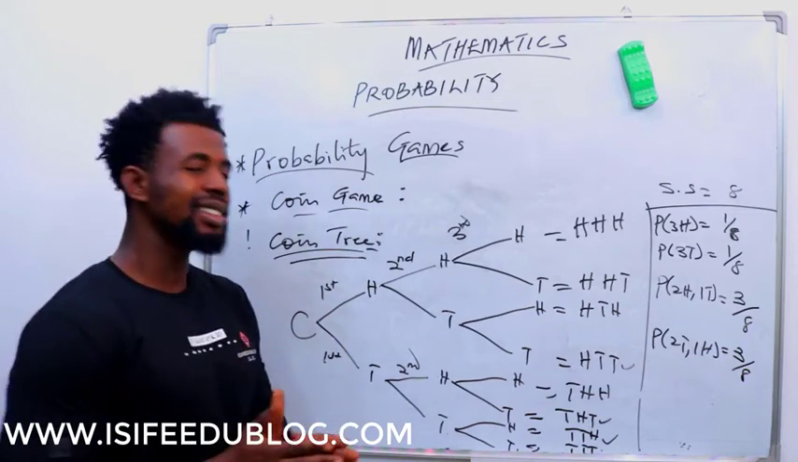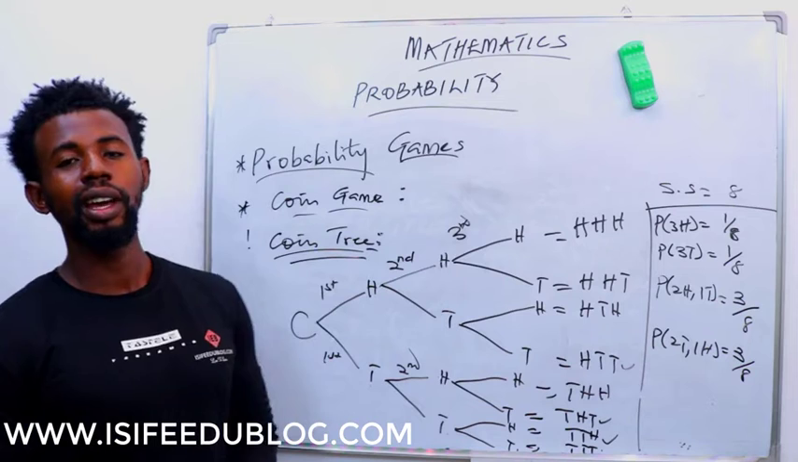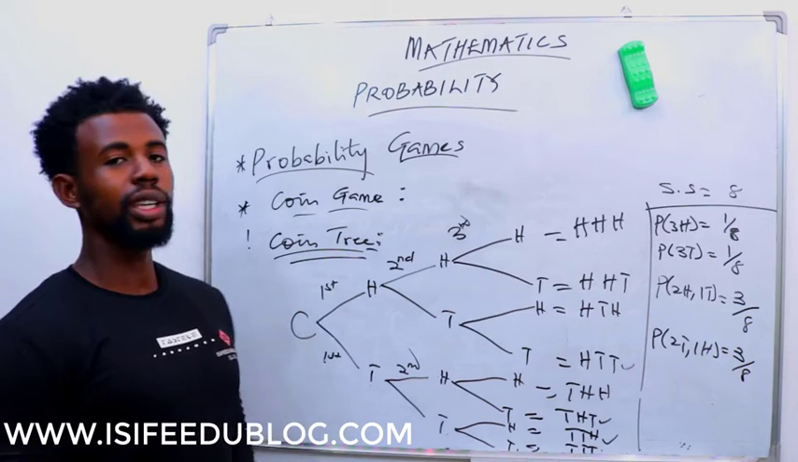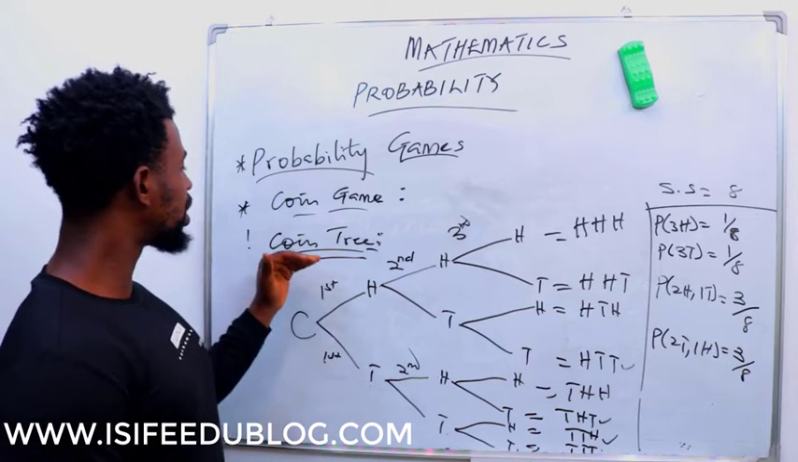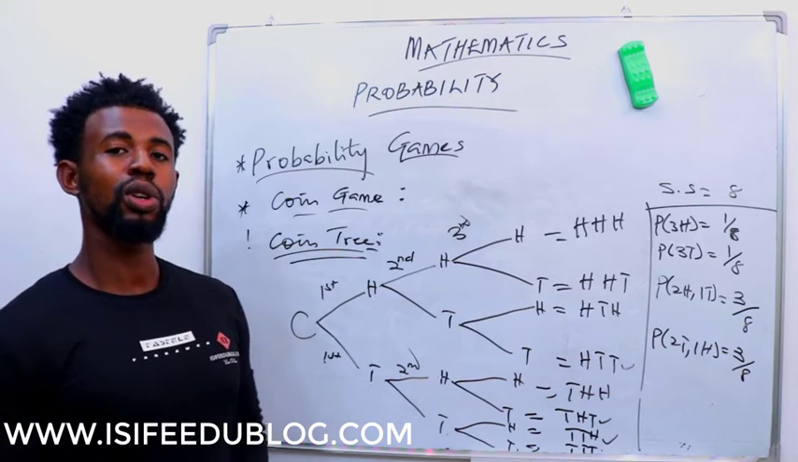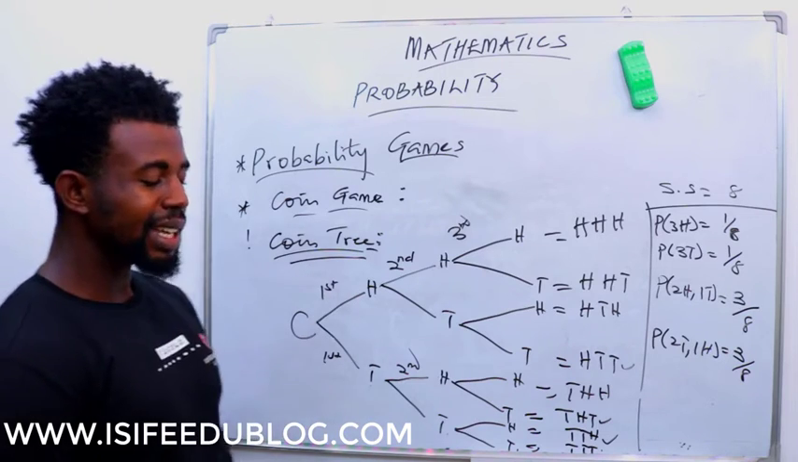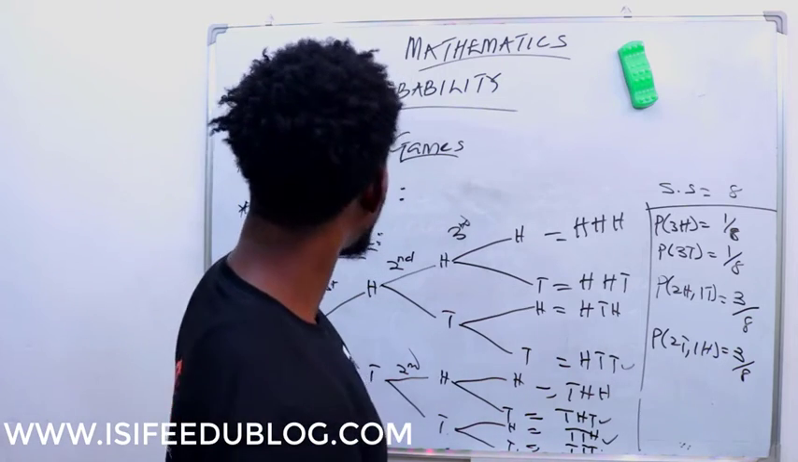So this is it under coin 3. And believe me, this is what you need most under coin games. Once you're able to understand this coin 3 and how it works, you can solve any question under your coin game. Now the next type of game we'll be looking at will be our fair dice.